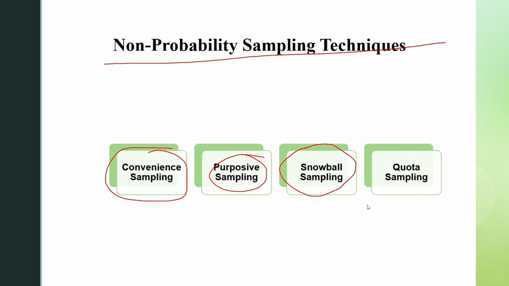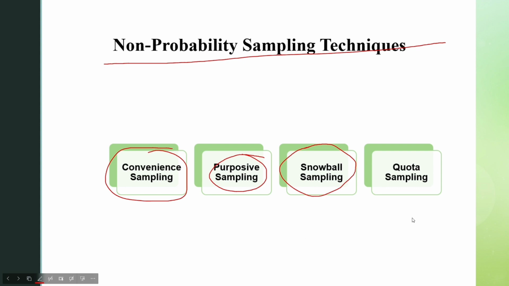Lastly, we have quota sampling. It involves selecting individuals to meet predetermined quotas based on certain characters like age, gender, or occupation, until the quotas are filled. It is used to ensure that the sample reflects the proportions of different subgroups in a population.